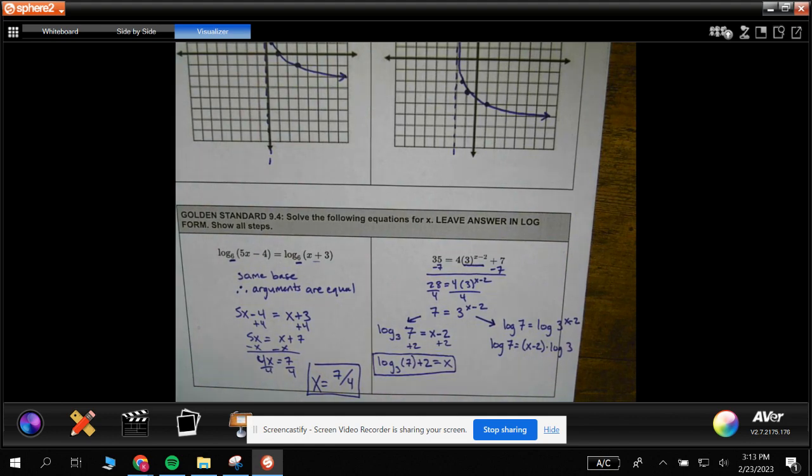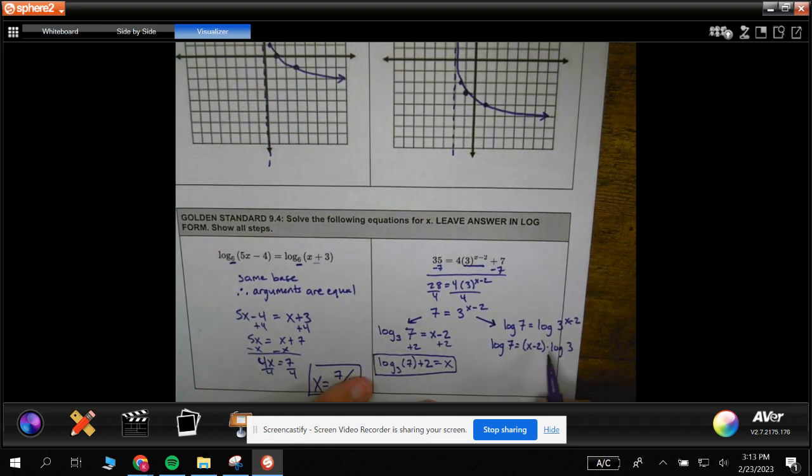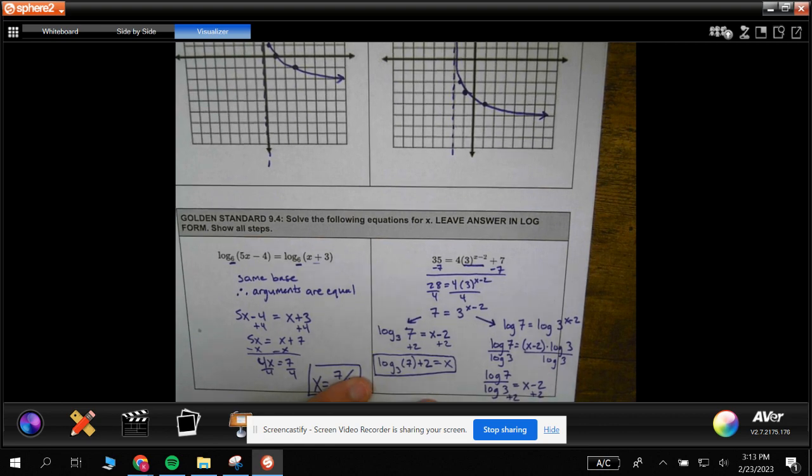Well, now, okay, the x is no longer an exponent. Let's start to get it by itself. Divide both sides by the log of 3. So I have log of 7 divided by the log of 3 equals x minus 2. Get x by itself, add 2 to both sides. And I have the log of 7 over the log of 3, again, by itself, plus 2 equals x.